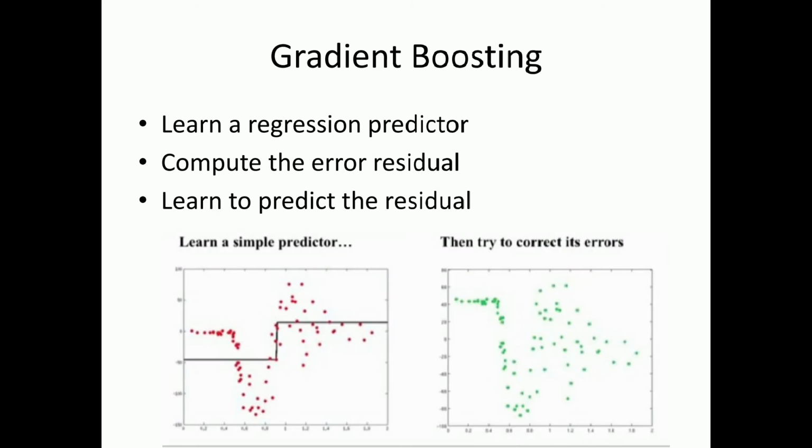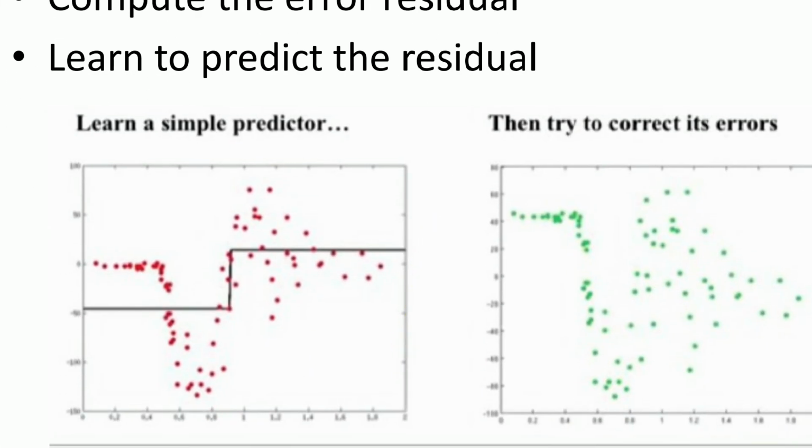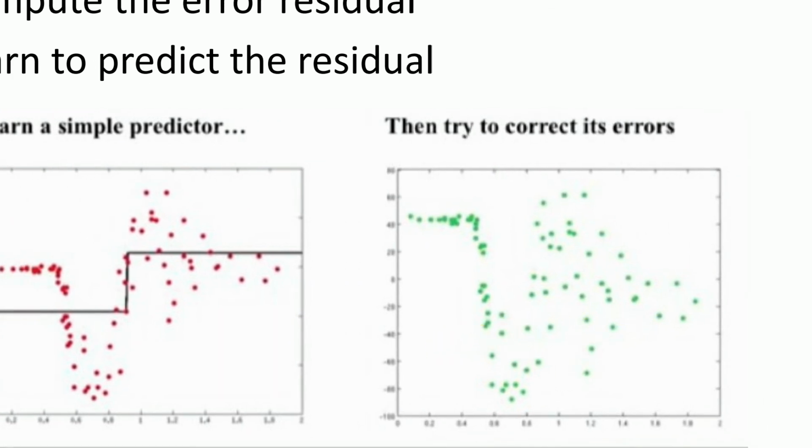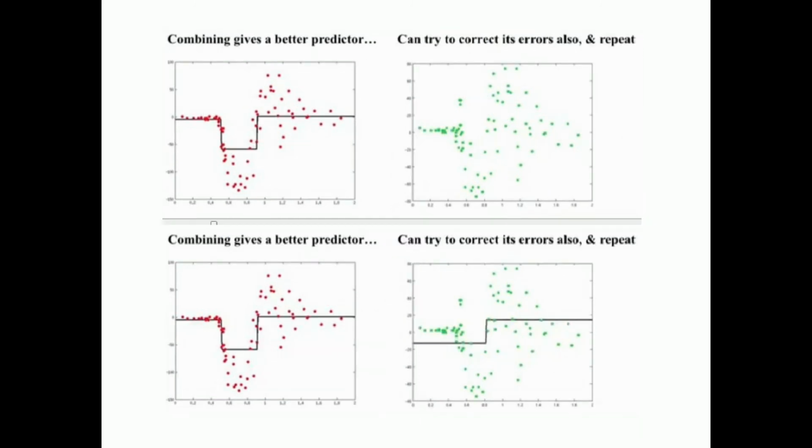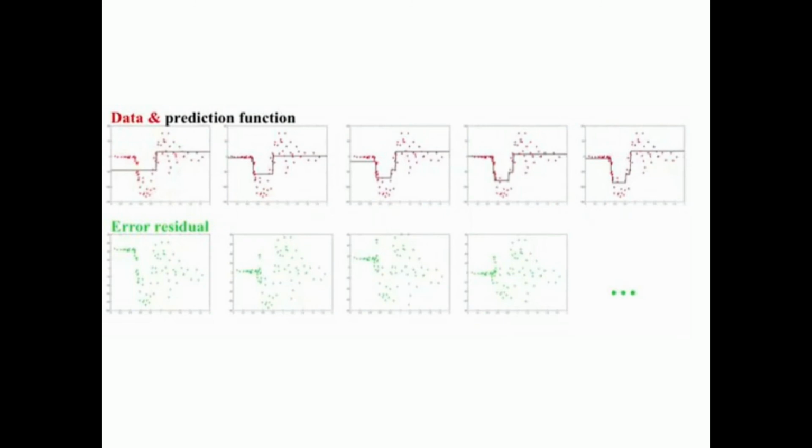And this is the diagram explaining gradient boosting. Learn a regression predictor, compute the error residual, and learn to predict the residuals. In the first example, we learn a simple predictor. This green dot shows you the errors, and here it learns again, and then it combines that error into the model, and the model reruns and relearns on those particular mistakes. This diagram shows you the subsequent performance of the regression.